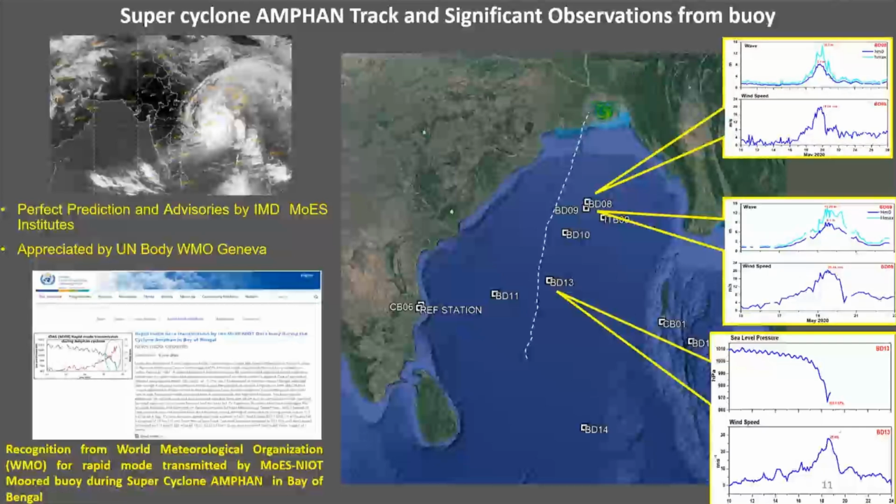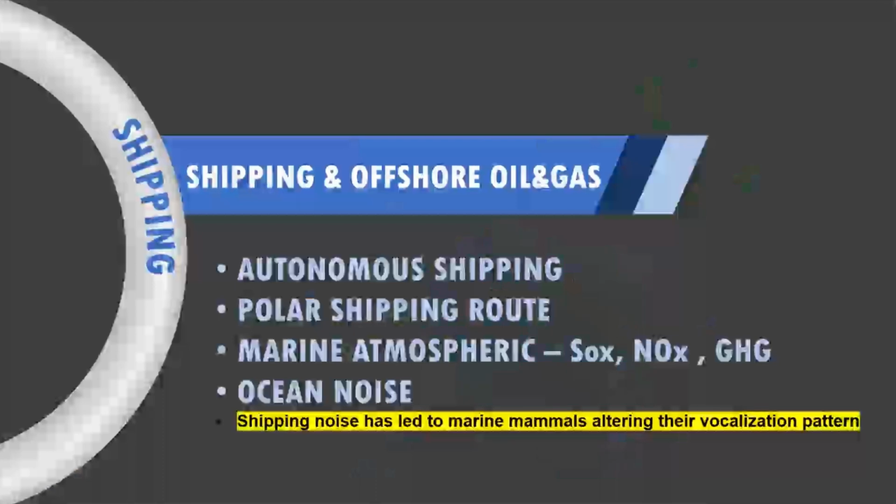So for all these things, we need to have the system function. Let's see. Next is shipping. We know that shipping plays a major role. 90% of traffic, particularly oil transportation, comes from ships, and it is also one of the cheapest modes of transport for goods. Offshore oil and gas exploration and exploitation of resources is increasing. However, recent trends talk about autonomous shipping and polar shipping routes, and marine atmosphere issues: sulfur dioxide emission, nitrous oxide emission, as well as greenhouse gases from land sources, can get into the ocean.